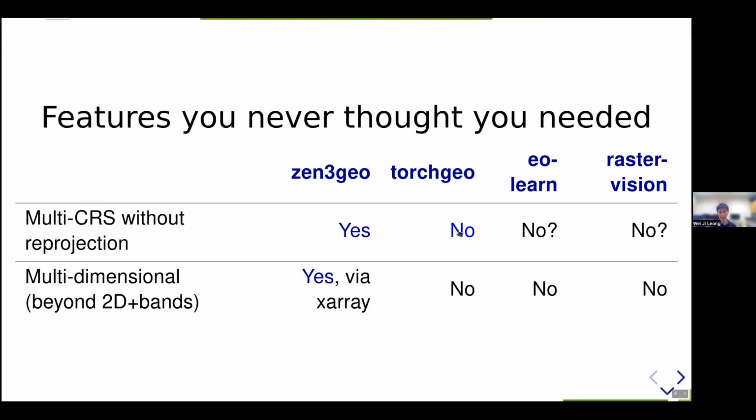And for some of the more advanced features I'll get into, there are things such as if you want to handle, say, multiple coordinate reference systems without reprojection, or higher dimensional data, zen3geo also supports that. And I'll talk to you about what that means in a second.